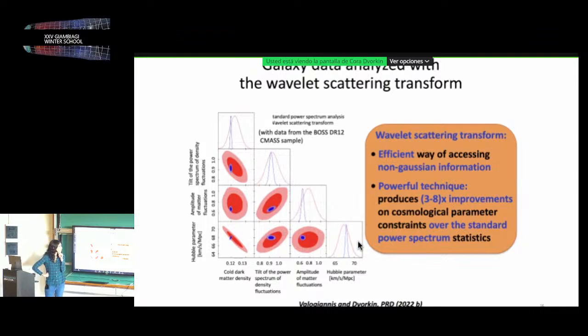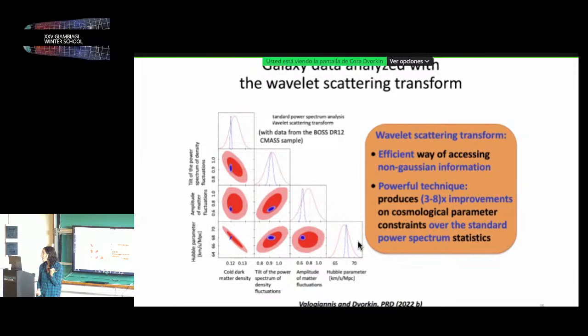Now, in terms of the tensions, we recovered those tensions that I mentioned before. We still see a tension in the Hubble parameter value and sigma 8 with high significance. And we are currently testing several extensions of this analysis. We are also preparing to apply this technique to other existing cosmological data sets and upcoming surveys. This is not a new technique, but what is new is that it has been recently applied to cosmological data sets.